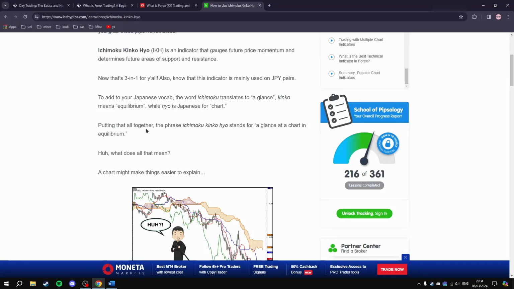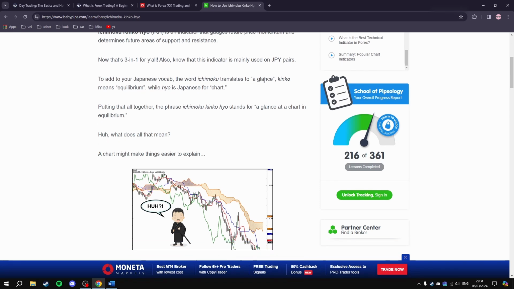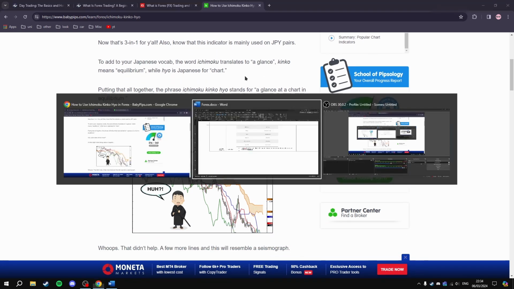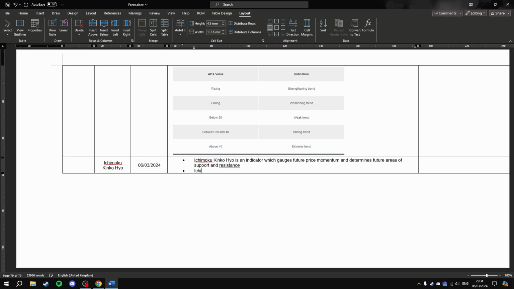Also, know that this indicator is mainly used on JPY pairs. Right, okay, so Ichimoku Kinko Hyo is mostly used on Japanese pairs.